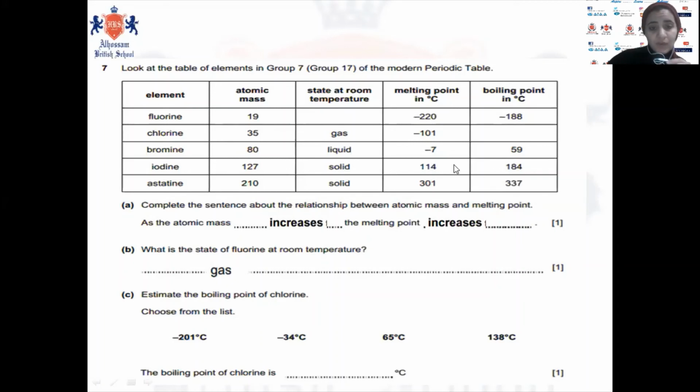Estimate the boiling point of chlorine. Choose from the list: minus 201, minus 34, 65, 138. It could be minus 34. Excellent, amazing. Thank you, amazing.